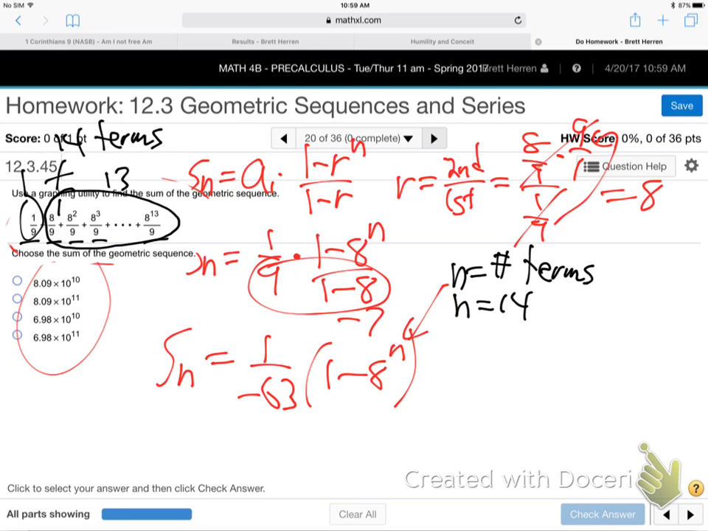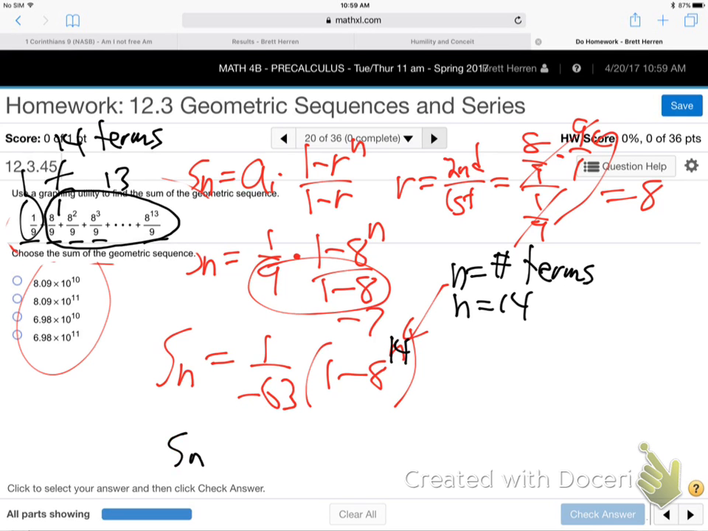N is the number of terms. It's not just that last power. It's the total number of terms. Always, in all these formulas, N is the total number of terms, which is actually 14 terms up there, isn't it? So 14 terms. So plug in 14 there and hit the buttons on your calculator.